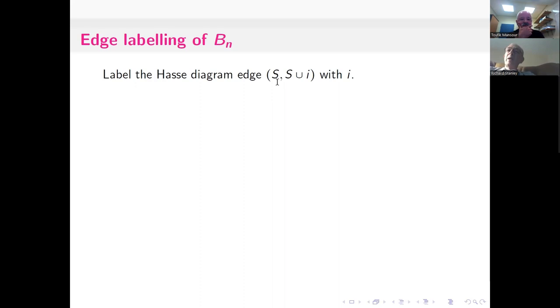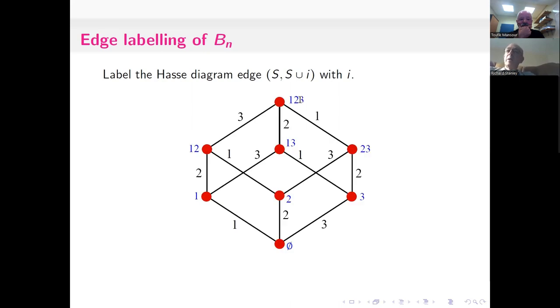We have an edge from S to S ∪ {i}, where we're picking up a new element i. These are the edges of the Hasse diagram. And we will label this edge by i, the new element that we needed to adjoin to get from S to the top element of the edge. So the blue numbers are the elements of the poset, and the black numbers are the edge labels. Going from here to here, we picked up the element 3. So we label this edge by 3.